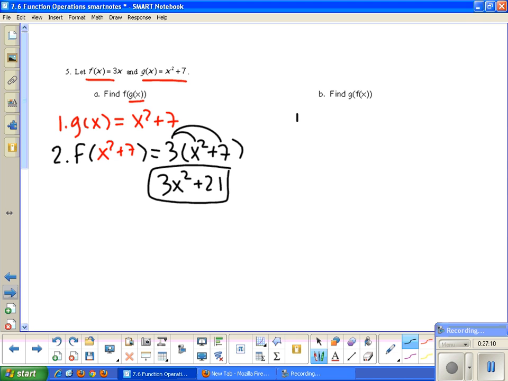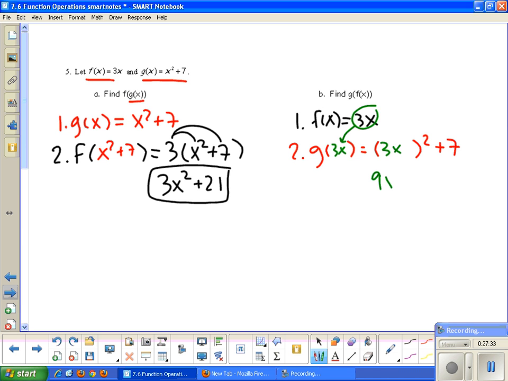And then for this one, our inner function would be f of x, which is 3x, and then our outer function is g of x. So we're doing g, and we're plugging something in for x. So what's that something that we're plugging in? F of x, which we said was equal to 3x. So we get 3x squared, which would be 9x squared plus 7.